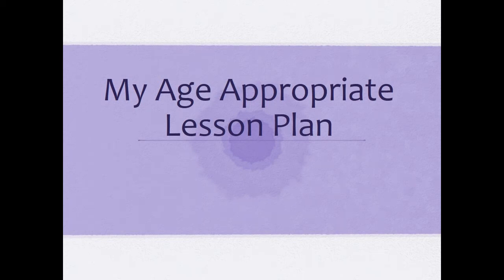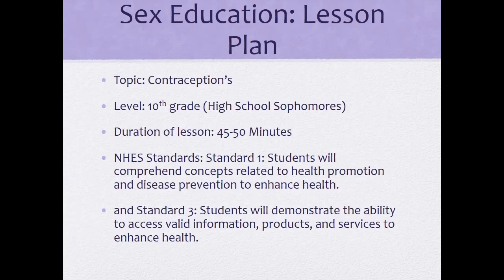My Age-Appropriate Lesson Plan by Kiona T. Sex Education Lesson Plan. Topic: Contraceptions. Level: 10th grade, high school sophomores. Duration of lesson: 45-50 minutes. NHES Standards. Standard 1. Students will comprehend concepts related to health promotion and disease prevention to enhance health. And Standard 3. Students will demonstrate the ability to access valid information, products, and services to enhance health.